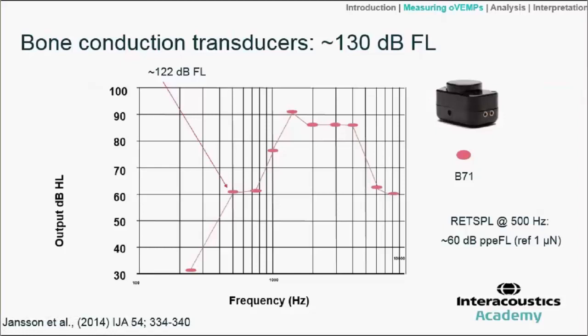And the reason for this is relatively simple. The standard audiometric transducer, the B71, isn't powerful enough. So as a rule of thumb, when talking about vibrations via the transducer, then we need to typically get somewhere around 130 dB FL, and at its maximum output at 500 Hertz, then the B71 falls short of that sort of rule of thumb level. So the classical bone conductor that's available in many clinics has limited capacity for eliciting the oVEMP.